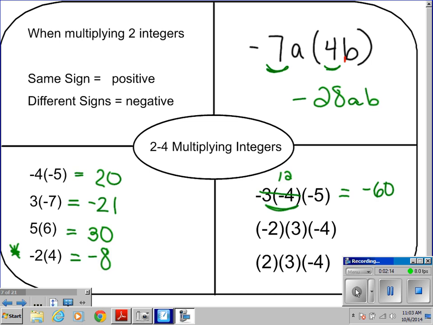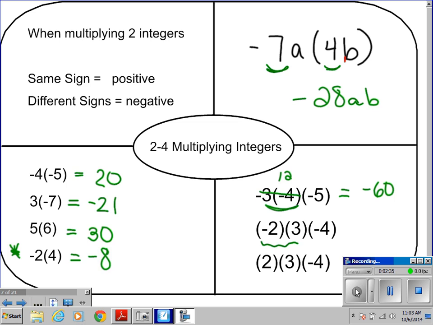So 3 negatives equals what? A negative. So when multiplying, if you have 3 negatives, it's automatically going to be a negative. Or just do 2 at a time and solve it. What about the first 2 here? A negative 2 times a negative 3. What would I get here?